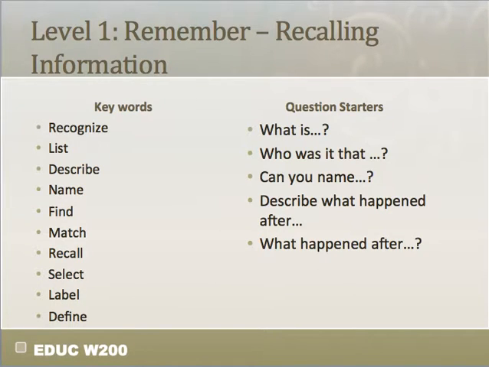So again, here's level 1, remembering, which is just basically recalling information. So here are some key words that you can use here in your learning objectives. And here are some question starters to kind of think about what are the things that I'd be asking my students. So what is Tinstaffel? There's no such thing as a free lunch in terms of an economic principle. Or can you name all of the presidents in order? Or can you name all of the states in alphabetical order? And so those things go along with these keywords here.